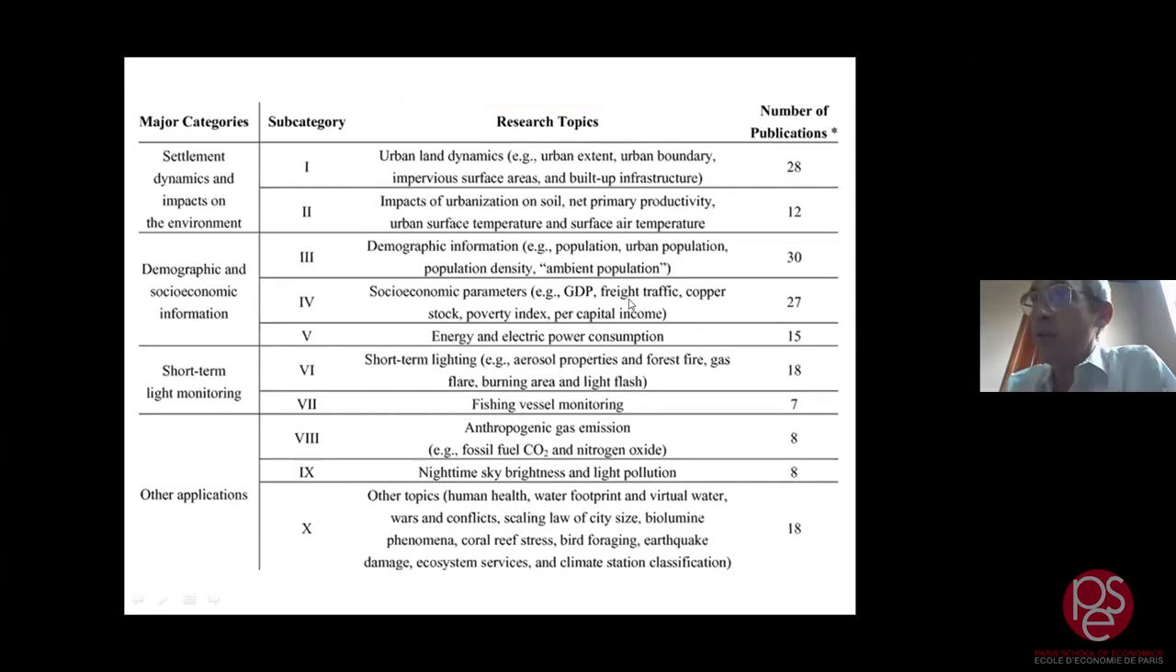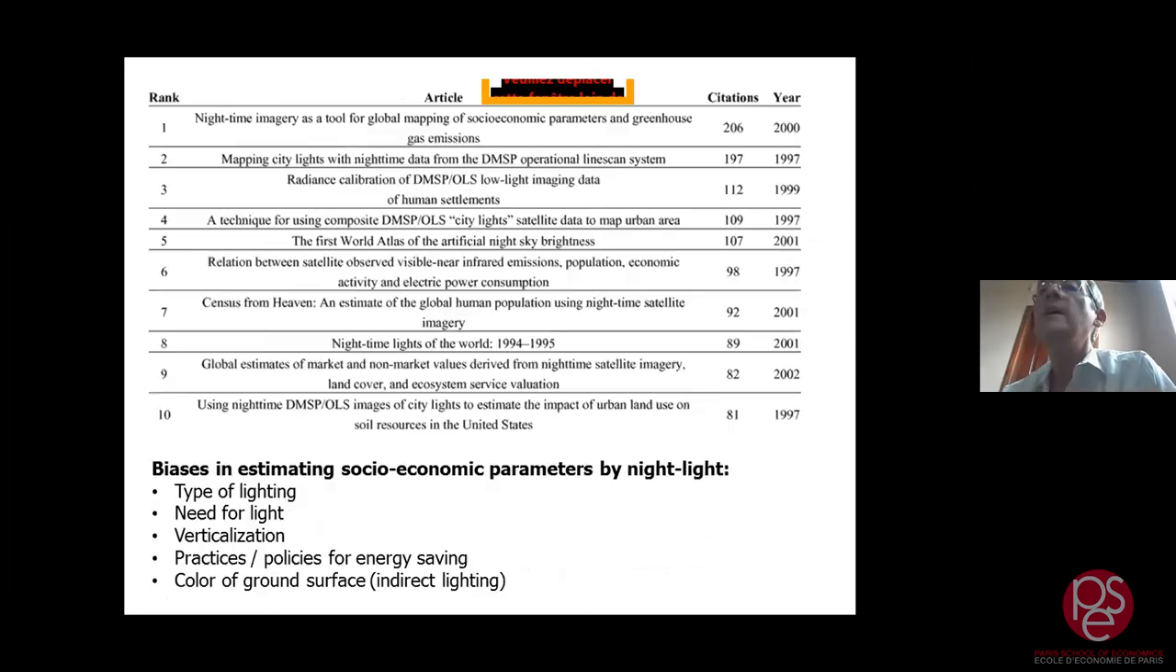So it's a poor correlation, but it's available information which is free of charge. So maybe it's interesting to consider this kind of information for some studies. And this is just the top 10 list of publications in terms of citation. Once again, you can see the kind of applications which are carried out with this data. But with all these applications, I would like to mention some biases.